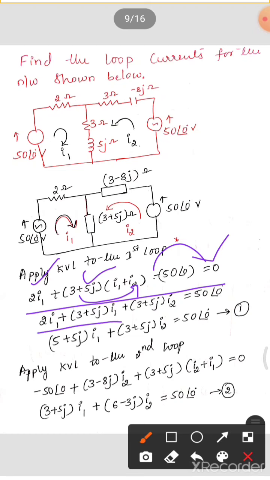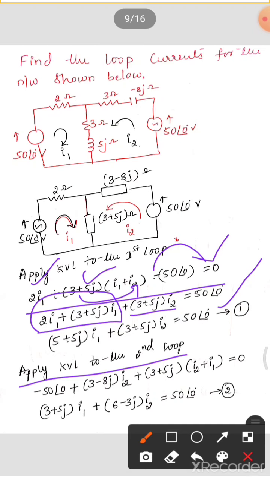Simplify this, you can enter in a calci or you can directly write: 2 plus 3 plus 5j is nothing but 5 plus 5j. So (5 plus 5j) I1 plus (3 plus 5j) I2 is equal to 50 at an angle 0. Okay, let's call this equation number 1. Similarly, apply KVL for the second loop.